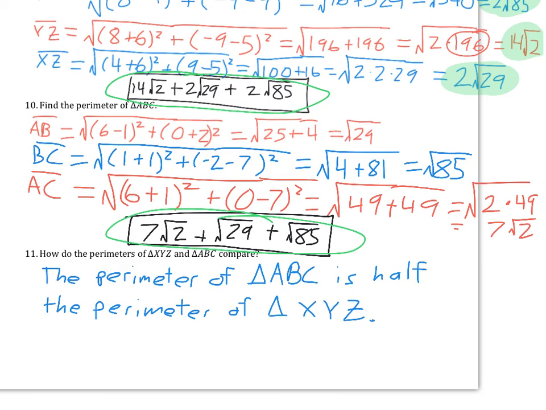And maybe you remember that from geometry. If you connect the midpoints of all 3 sides of a triangle, the triangle on the inside will have a perimeter half of the big one on the outside. Alright, that is all for 9.1.